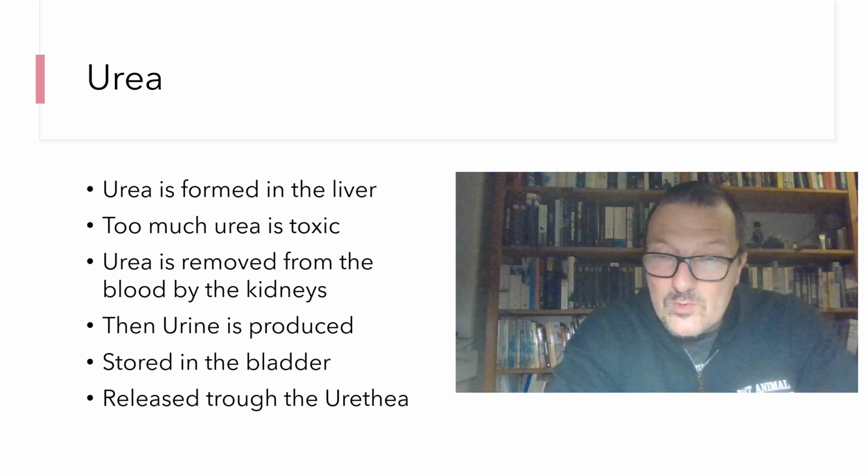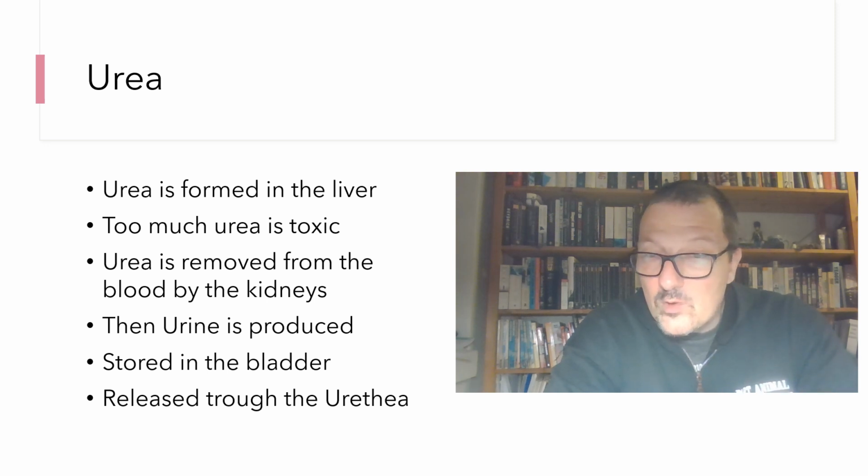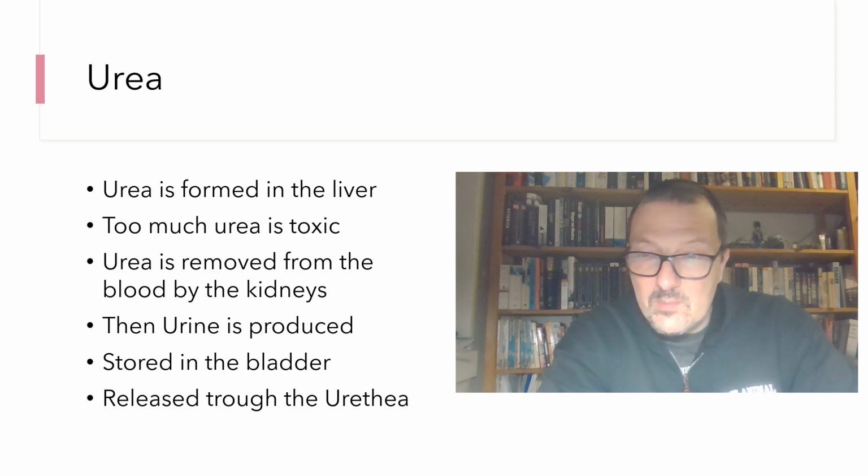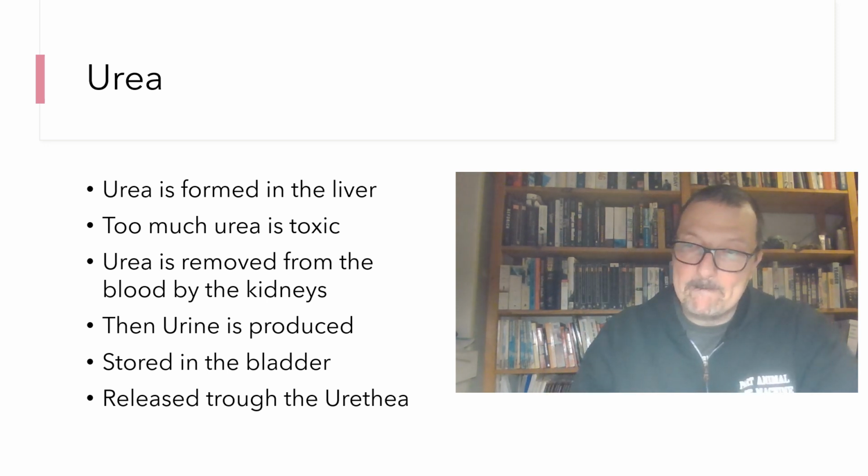When that happens, we are left with some water and some urea and some salt ions and stuff, and that is then what we call urine. Urine is then stored in the bladder and then released through the urethra when we go peeing. There are other animals that do this in a different way, but all animals need to have a way to deal with urea so it doesn't become a toxic problem for the organism.